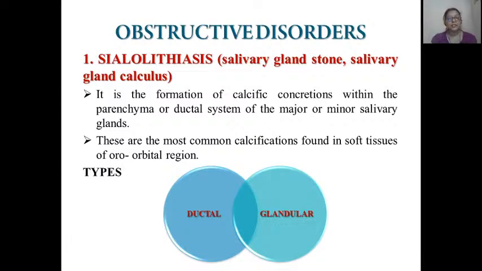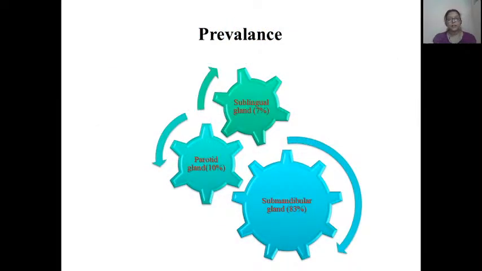It is the formation of calcific concretions within the parenchyma or ductal system of the major or minor salivary glands, and these are the most common calcifications found in the soft tissue of the oro-orbital region. It has two types, ductal or glandular. Its prevalence is 83% in the submandibular gland, 10% in the parotid gland, and 7% in the sublingual gland.